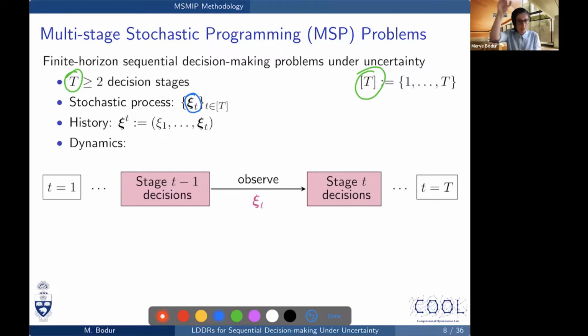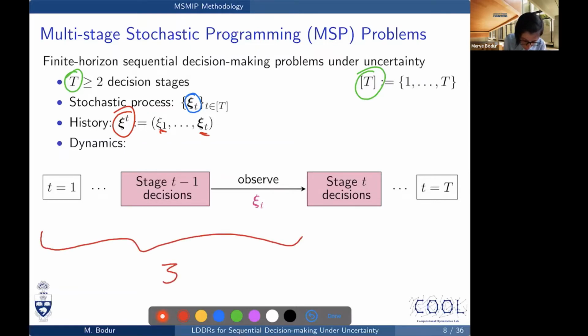For instance, if you have 3 different types of products, and their demands are assumed to be uncertain, then this is a 3-dimensional vector consisting of the demands of these 3 products associated with stage t. On the other hand, I will be using the superscript notation to denote the history of these random variables, these demands, starting from stage 1 up to stage t. So in other words, if you have observations up to t, then this whole set of observations will be denoted with the superscript notation.